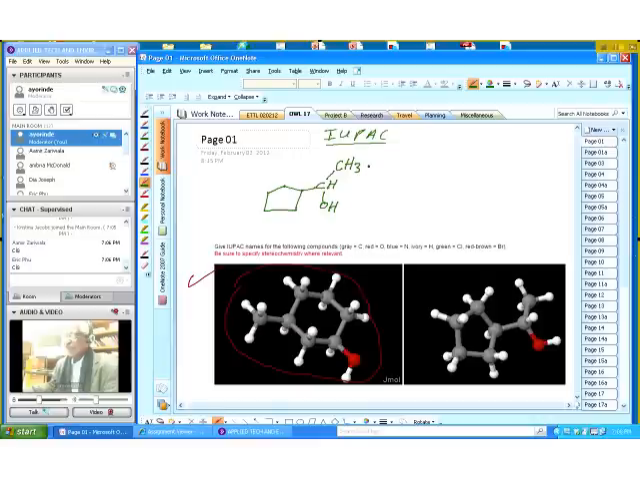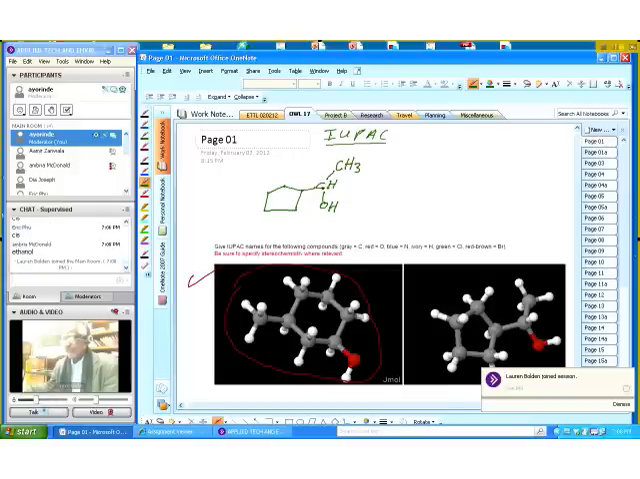Does anybody know what the base name for this molecule will be? Any idea? Keeping in mind that the ring system will be a substituent. Okay, exactly. So the base name will be ethanol. That is correct, Ambria. Because we have two carbon atoms here, the base name will be ethanol.